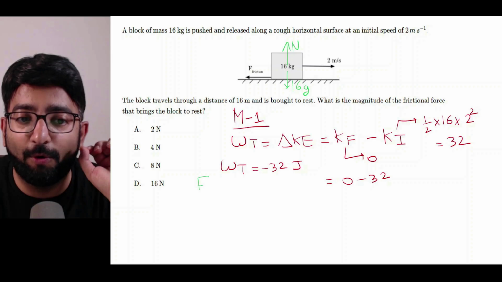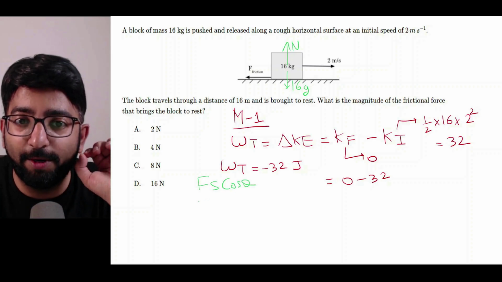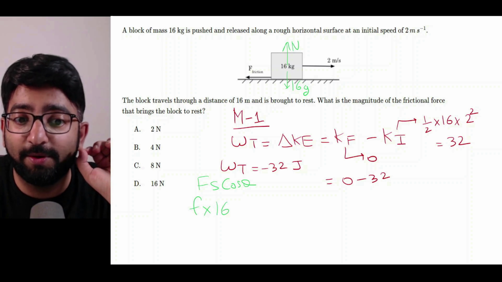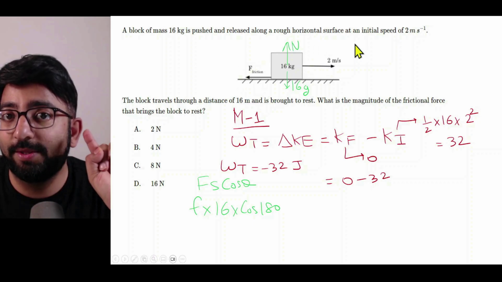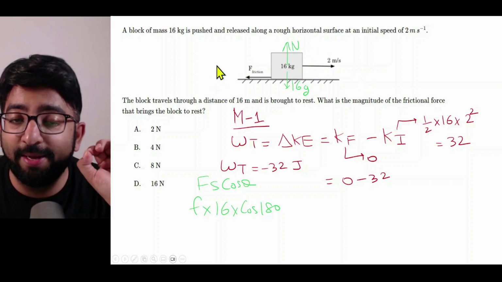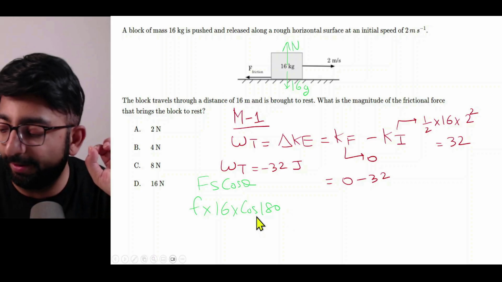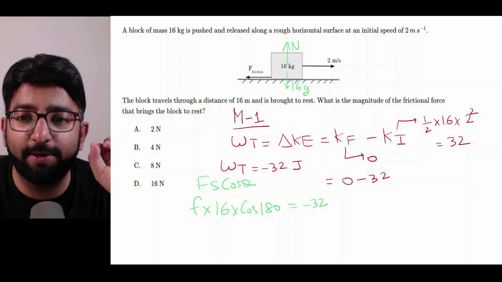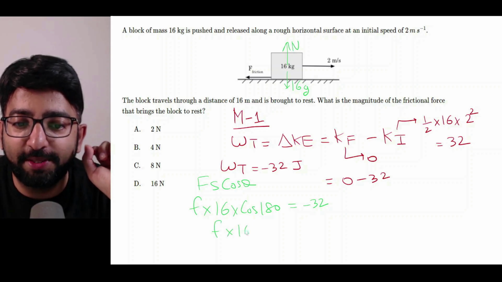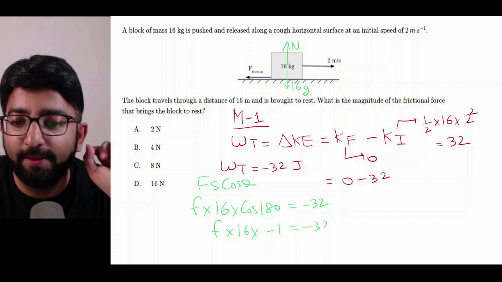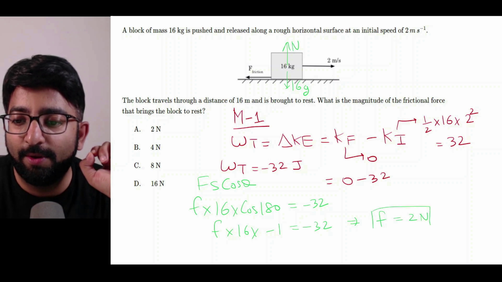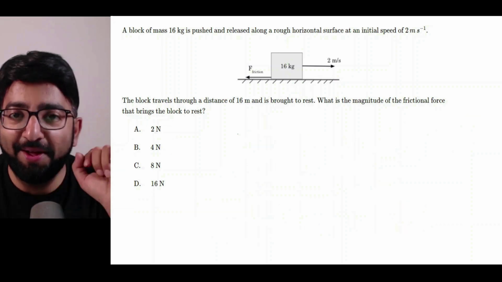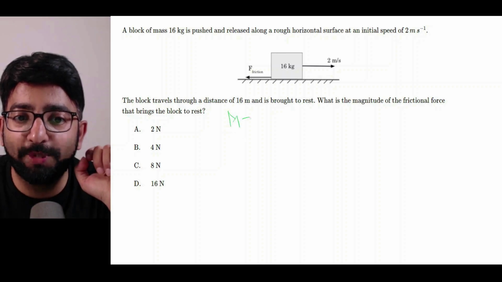So let's write down the basic formula for work, F s cos theta. F here will be friction. Now, the distance traveled is given in the question as 16 meters and the angle will be 180. Why 180? Because the friction is left and the box is traveling towards the right. So displacement is right, and that is why the angle between displacement and force is 180. So this will be equal to negative 32. So let's simplify. F into 16 into cos 180, which is negative 1. If we simplify this expression, we will get the value of friction as 2 newtons, which means A is the right answer.